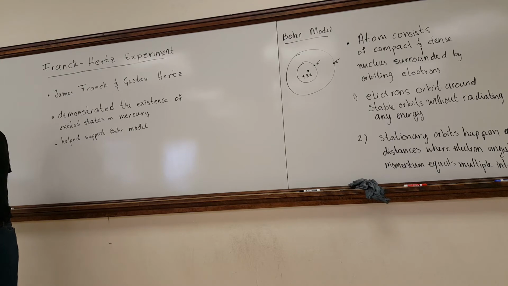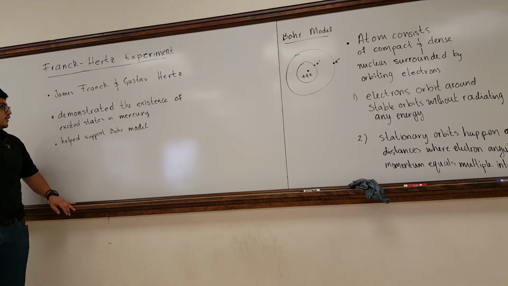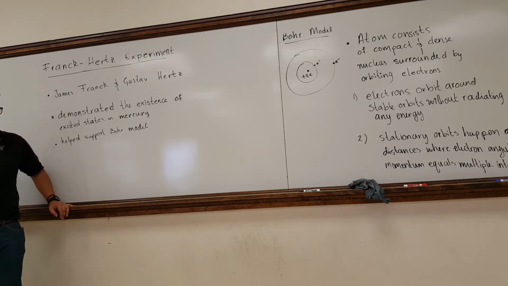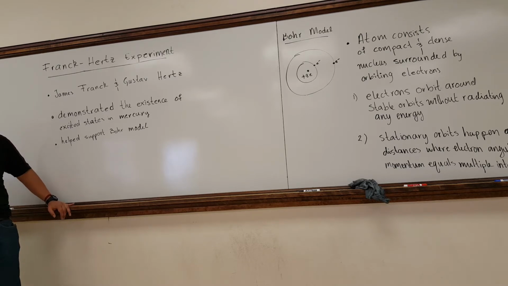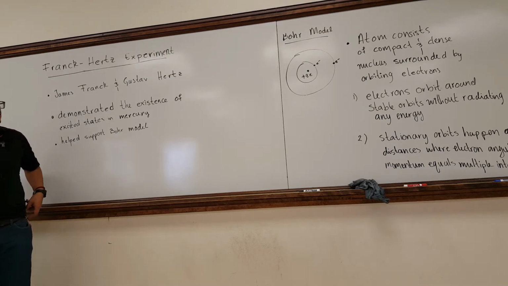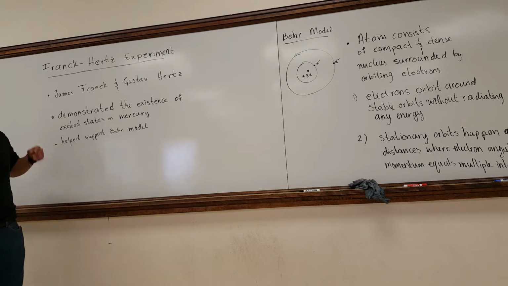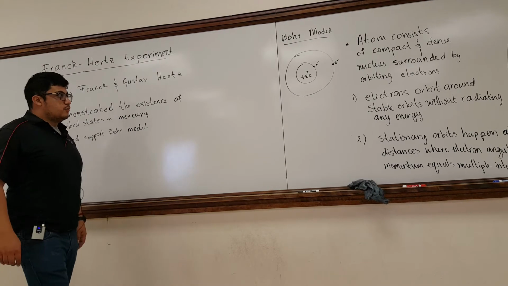So, Frank Hertz experiment. This experiment was named after James Frank and Gustav Hertz. This experiment demonstrated the existence of excited states in mercury atoms, and in doing so, it helped support the Bohr model, for which they obtained the Nobel Prize in 1925. So before we move on to discuss the theory of the Frank Hertz experiment, let's talk a little bit about what the Bohr model is.